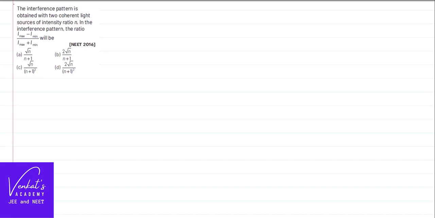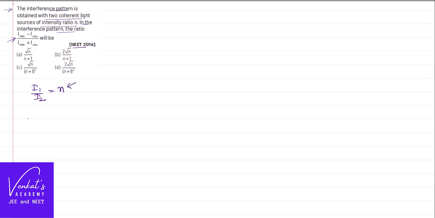This is a NEET 2016 question from wave optics, based on the concept of interference and Young's double slit experiment in particular. The question says, the interference pattern obtained with two coherent light sources of intensity ratio n. It means there are two sources used, and the ratio of their intensities I1 by I2 equals n. In the interference pattern, what is the ratio of I maximum minus I minimum by I maximum plus I minimum in terms of this given data, that is n.